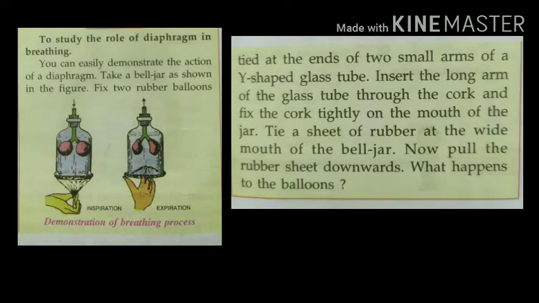Now we are going to perform the next activity in order to understand the role of the diaphragm. Here is the second activity, to study the role of the diaphragm in breathing. In this activity, you have to take a bell jar as shown in the picture. Fix two rubber balloons tied at the ends of the two small arms of a Y-shaped glass tube. Now insert the long arm of the glass tube through the cork and fix the cork tightly on the mouth of the jar. Tie a sheet of rubber at the wide mouth of the bell jar.